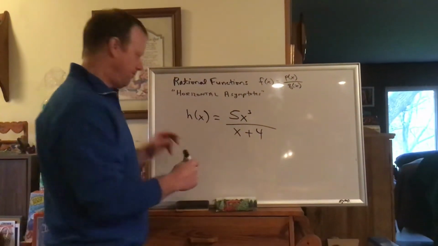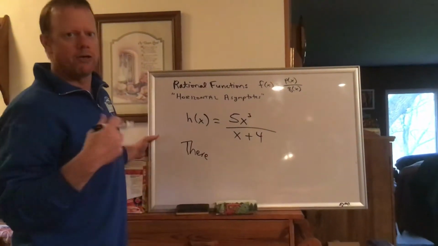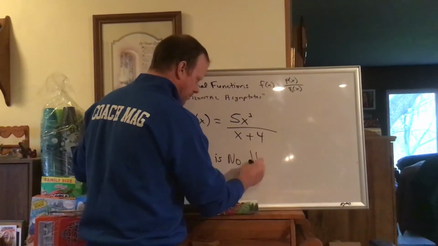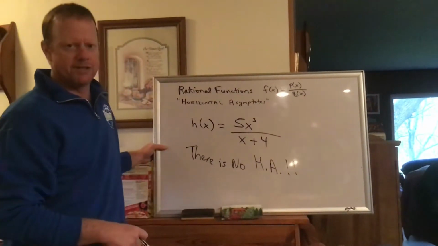If that's your rational function, there is no horizontal asymptote. You do not have one. There is no horizontal asymptote. You don't have one in that situation.